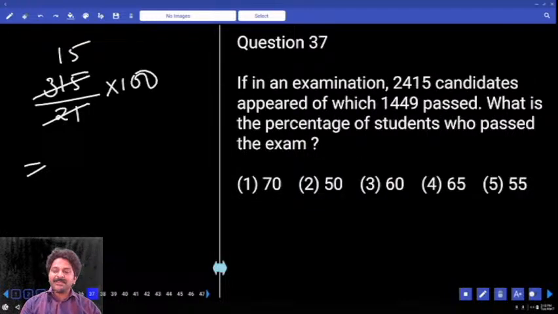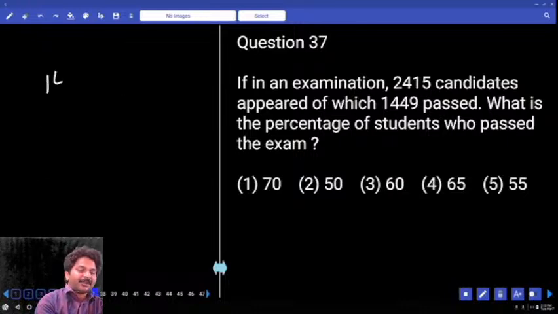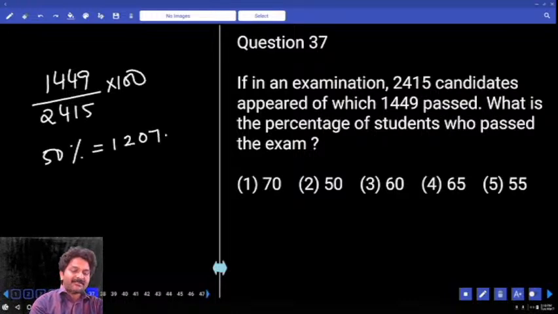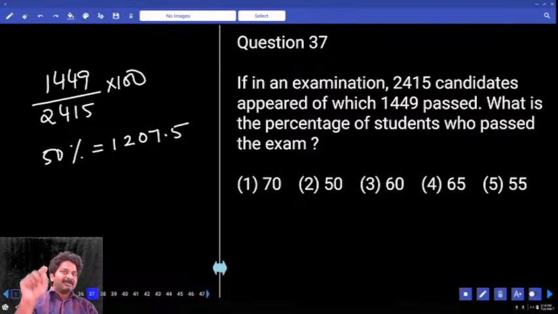If in an examination 2415 candidates appeared, for which 1449 passed, what is the percentage of students who passed the exam? Pass percentage is 1449 passed out of 2415, percentage into 100. What is 50% of the denominator? 1207.5. But our numerator is an integer, right? That means to this number we have to add a number which is ending with 0.5. Then only we will get an integer.